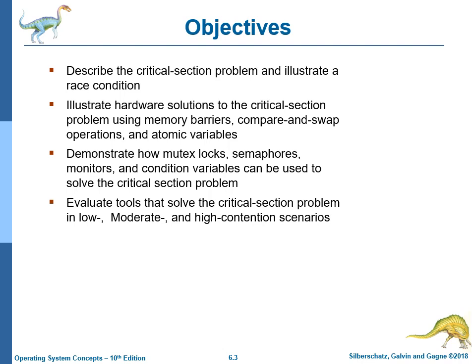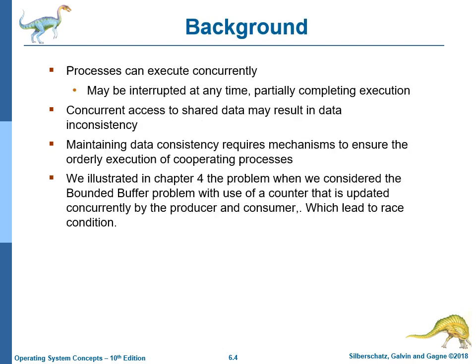So these are the objectives. You will be able to describe the critical section problem and illustrate race conditions. You can see the different hardware and software solutions used to maintain the synchronization of data, or process synchronization. You will demonstrate how mutex locks, semaphores, monitors and condition variables can be used to solve the critical section problem, and evaluate the tools that solve the critical section problem in low, moderate and high contention scenarios.